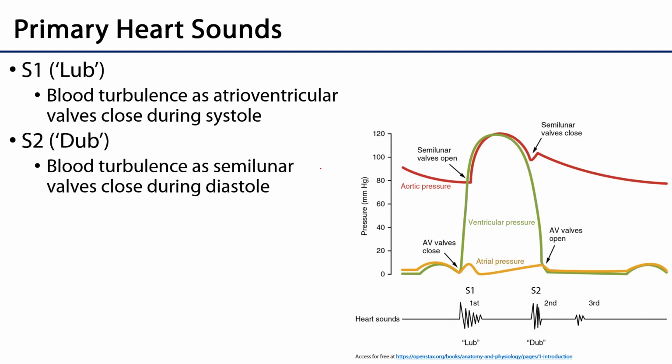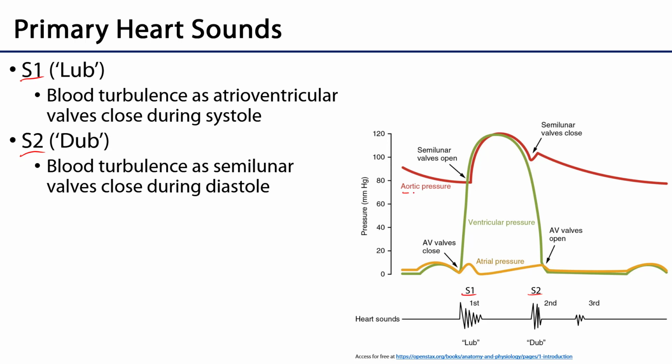Now, there are heart sounds that one can auscultate or listen to. You probably are used to thinking of it in terms of the lub-dub. That lub sound is what we would call S1. The dub sound is S2. Here we can see these sounds, S1 and S2. These are the sounds of blood turbulence as valves are closing. And let's take a look at this graph to see what corresponds to this.